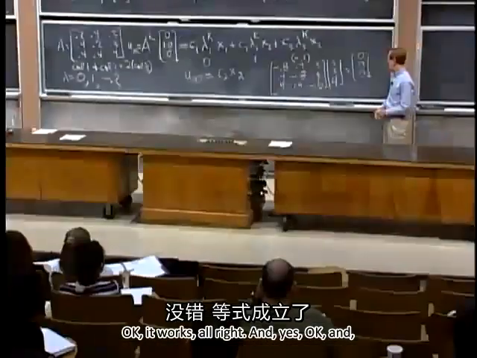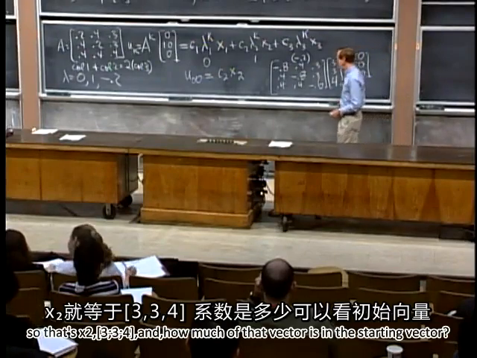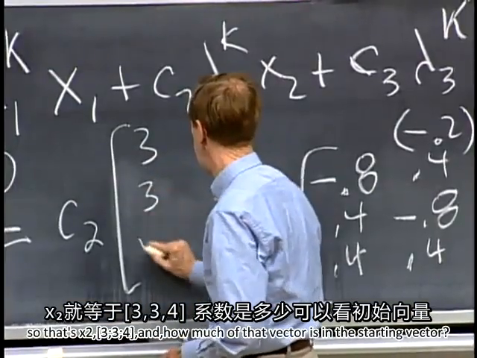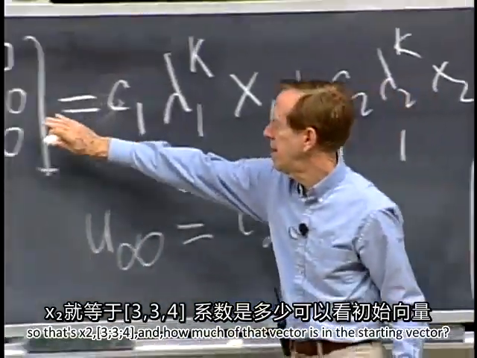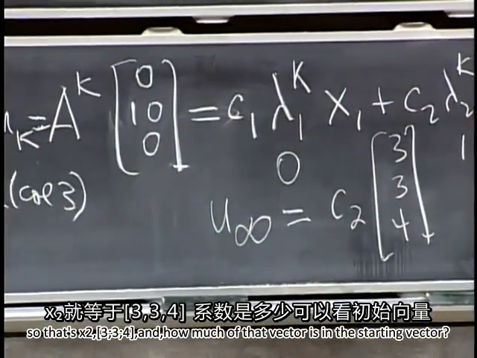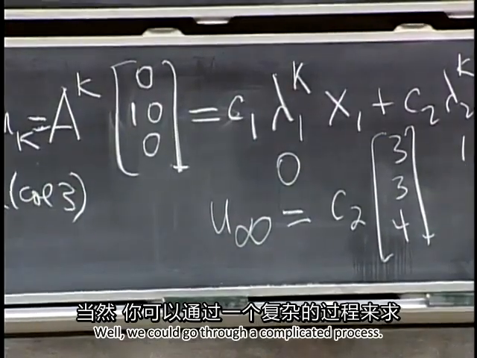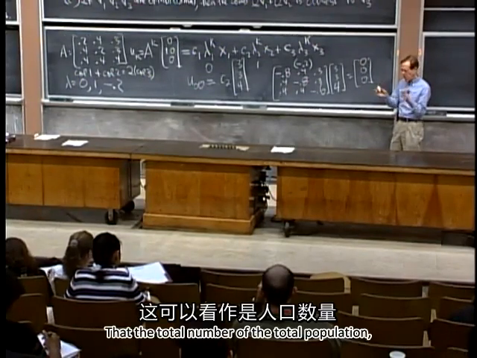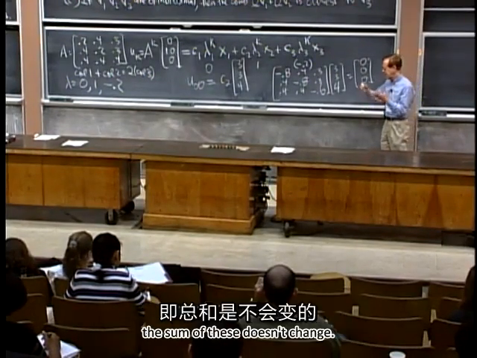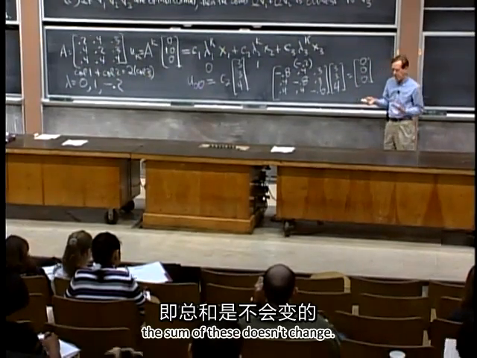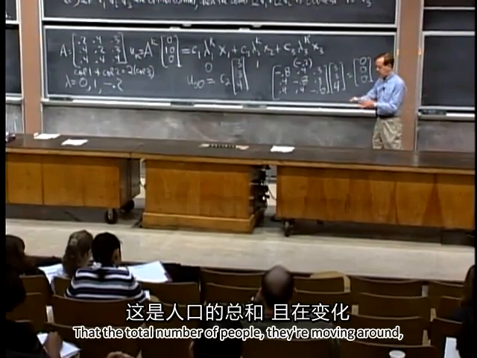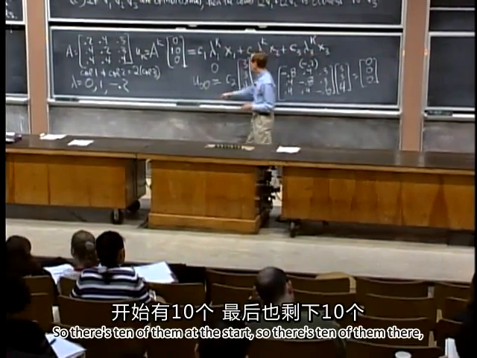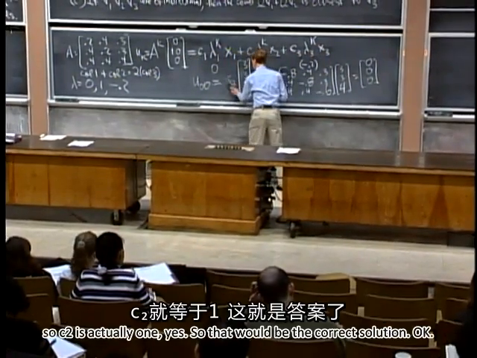And so that's x2, 3, 3, 4. And how much of that vector is in the starting vector? Well, we could go through a complicated process, but what's the beauty of Markov things? That the total population, the sum of these, doesn't change. The people are moving around, but they don't get born or die. So there's 10 of them at the start, so there's 10 of them there, so c2 is actually 1.